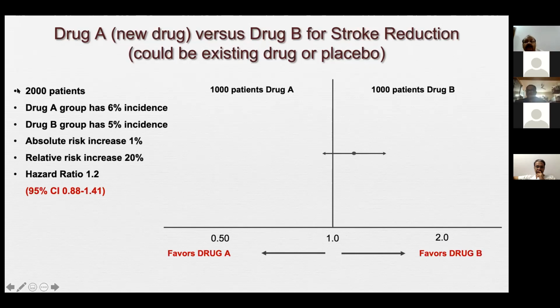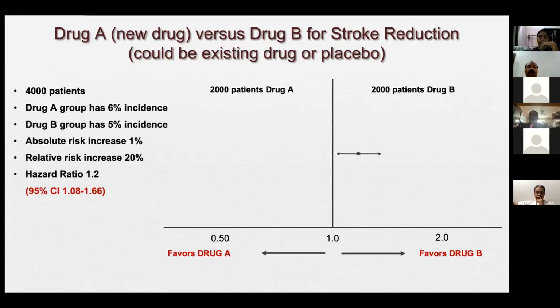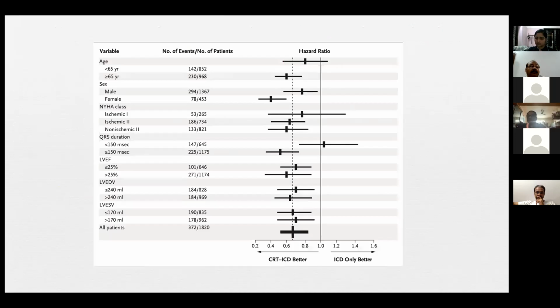So we have again 2,000 patients, 1,000 each. But if you increase the sample size, the confidence intervals become narrow, and you can say that the drug is clearly less effective as compared to drug B. So that's what is called a superiority trial, where either the drug or the placebo may be more effective or less effective than the other group. And that's how you interpret these trials.